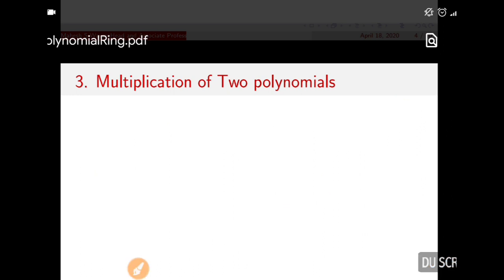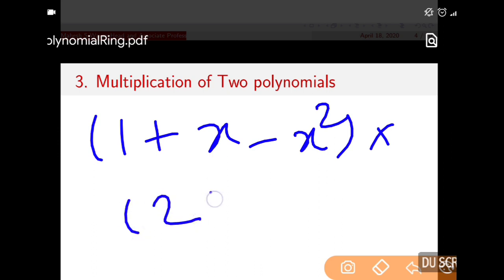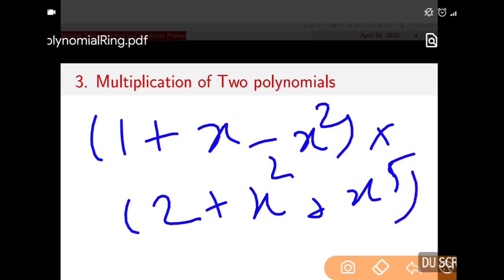I will give an exercise to solve. Students, please try to solve this example by using this method. At high school level you have done this, but use this definition here. 1 plus x minus x square, multiplied by 2 plus x square plus x raised to 5. You have to write terms till x raised to 7, later on it becomes 0. So for the product, you have to find c0, c1, c2 up to c7; c8 definitely will become 0, and so on.